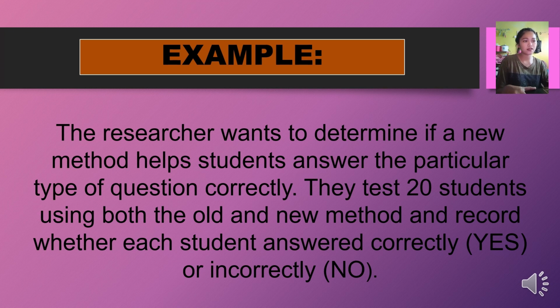So in this example, this is for the McNemar test. Why? Because as we can see in the statement, there is an old and new method, which means before and after. So this is aligned with the McNemar test, since it is before and after, or old or new.